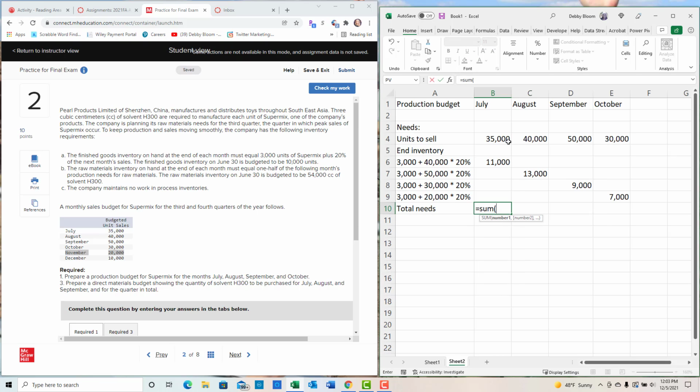So I'll just use equal sum. Make sure I select the entire range, B4 down to B9. And this is pretty easy to see, 46,000, 53,000, 59,000, and 37,000.